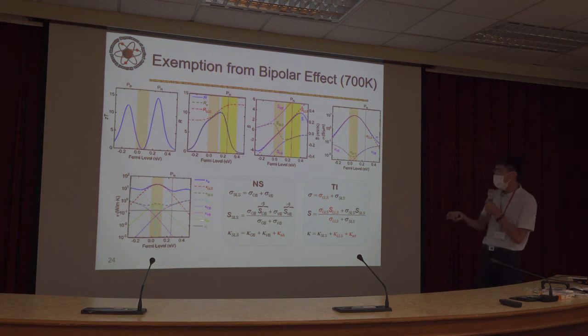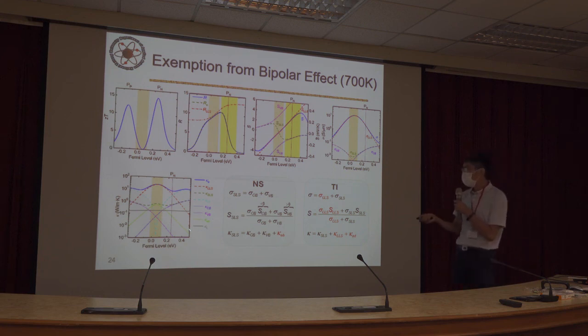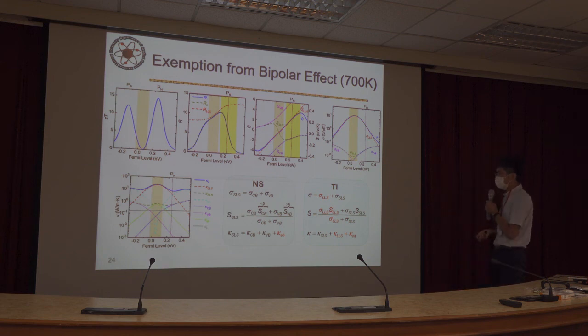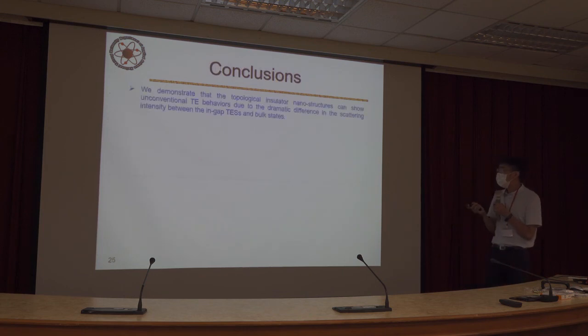Here the long lifetime term is the red line, and the kappa interchannel term is the light blue line. These two can overwhelm the light green line, the bipolar term. So the bipolar effect also does almost no harm to the electronic thermal conductivity. As a result, the topological insulator nanostructure can be exempted from the bipolar effect. This is my summary.